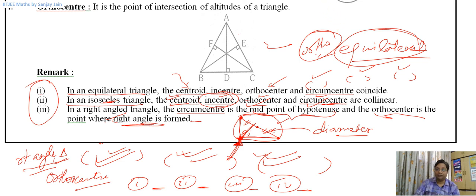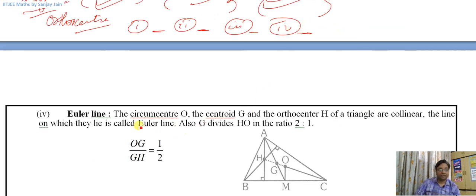All right. Another thing that we discussed was that the circumcenter, centroid and orthocenter of a triangle are collinear and the line on which they lie is known as Euler's line. Also, G divides HO in the ratio 2:1. This is also something that we have already discussed.